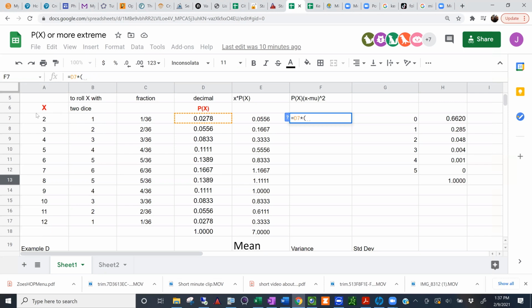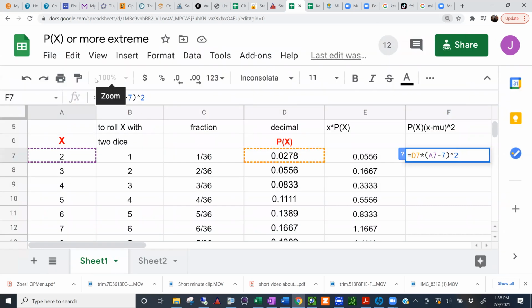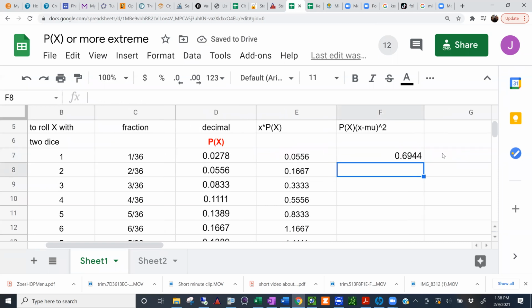So D7 times parentheses A7. So click that first column, 7th row, minus 7. So basically that's X minus mu for the first row. Right parenthesis. And then shift 6 to get that up arrow, because we're going to square it. So it should look just like this. Let me see if I can zoom in a little bit for you. There you go. D7 times parentheses A7 minus 7 squared. Now that 7 is coming from the mean that we calculated in the first part of this class. When you hit enter, you should get 0.6944.